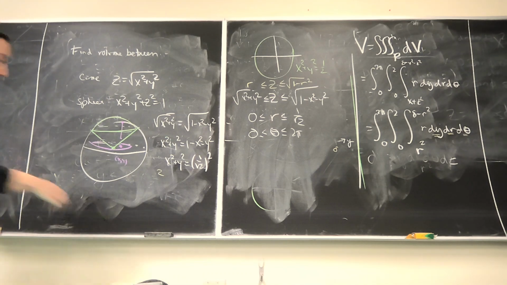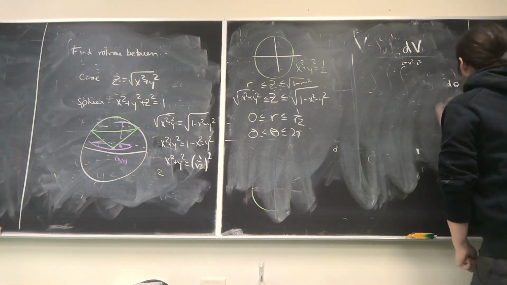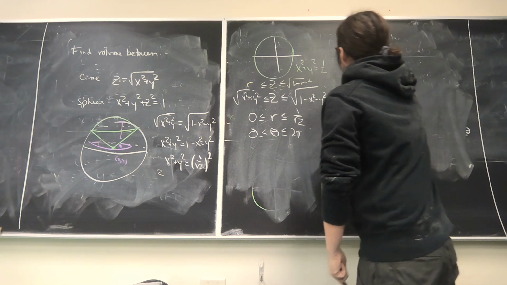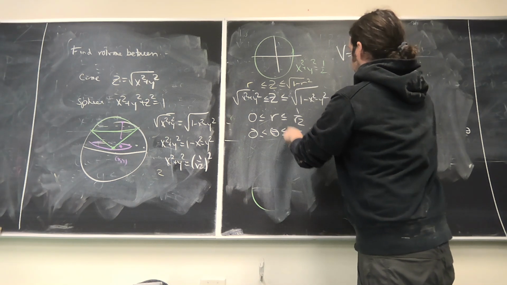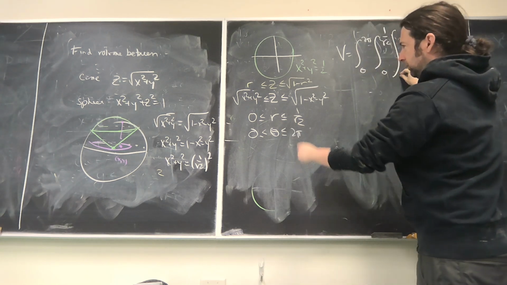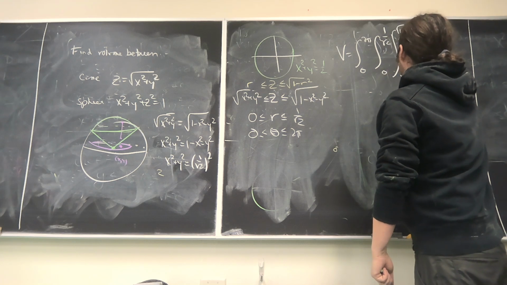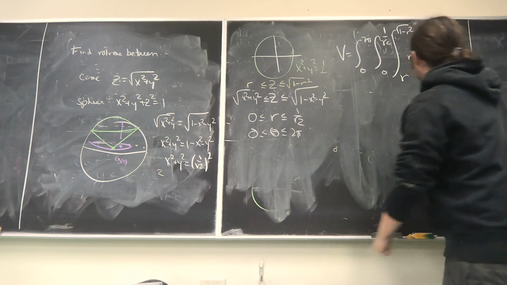So in cylindrical coordinates, the volume of that region looks like the integral from 0 to 2 pi of the integral from 0 to 1 over root 2 of the integral from r to the square root of 1 minus r squared of r dz dr d theta.